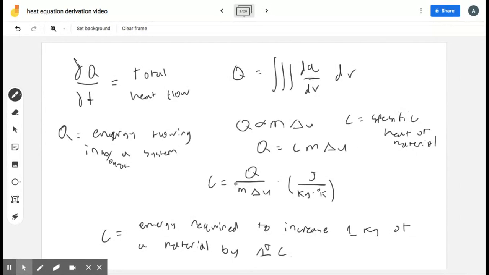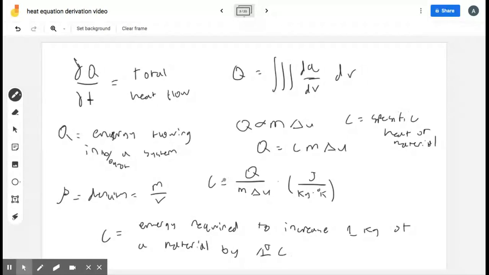So now we know what specific heat is. And another thing that we'll be using is density. Density we write as the Greek letter rho, which equals density, which is equal to mass divided by volume. And the reason we would have that is because you'll see.